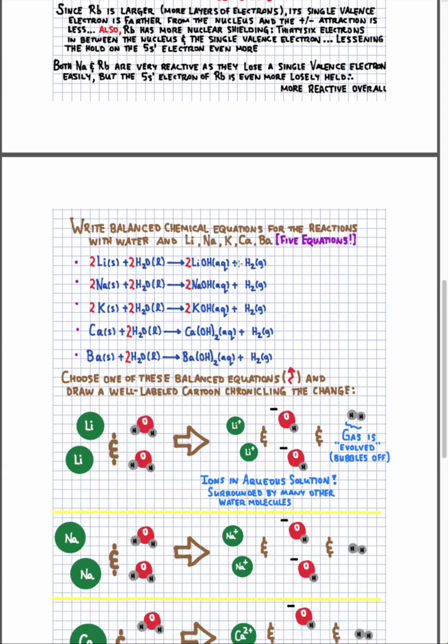Lithium in water, hydrogen gas. Sodium in water, hydrogen gas. Potassium in water, hydrogen gas. Lithium, sodium, potassium, rubidium, cesium all would react the same way. Calcium, metal, in water, hydrogen gas. Barium, metal, in water, hydrogen gas. So these metals don't dissolve in the water.